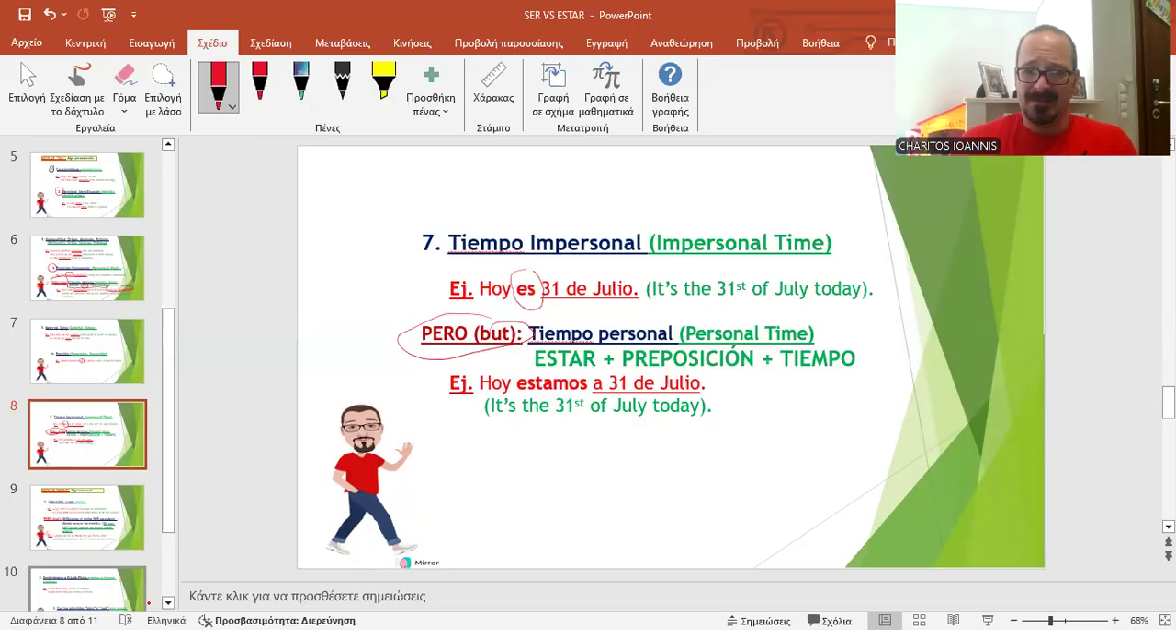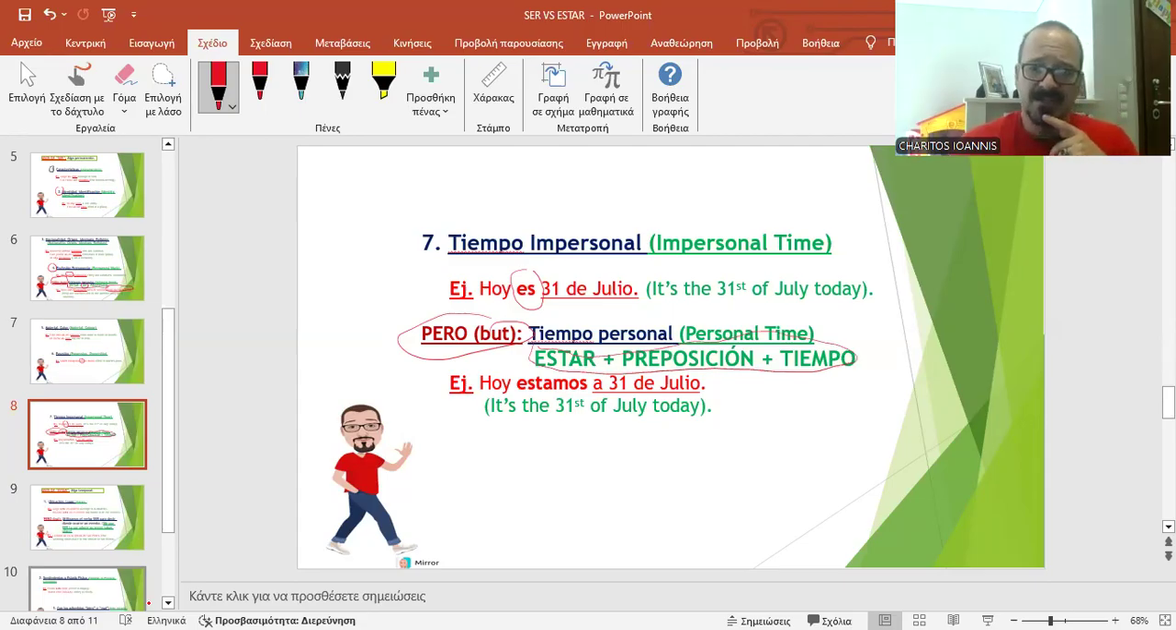But if I have tiempo personal, personal time, I must use estar plus la preposición plus el tiempo. So, hoy estamos a 31 de julio. Here, if I ask who, it is nosotros. Because of estamos, that is the first person plural. Hoy estamos a 31 de julio, nosotros.